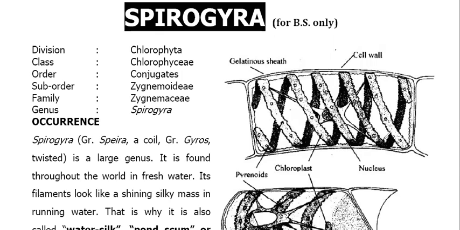Today we will discuss Spirogyra. Spirogyra is a member of the class Chlorophyceae. As we have discussed various types of algae in the previous lectures, this is one of the members.